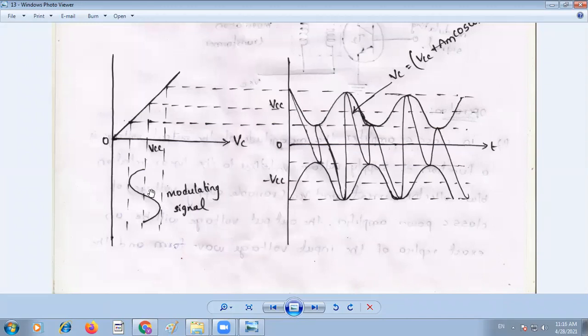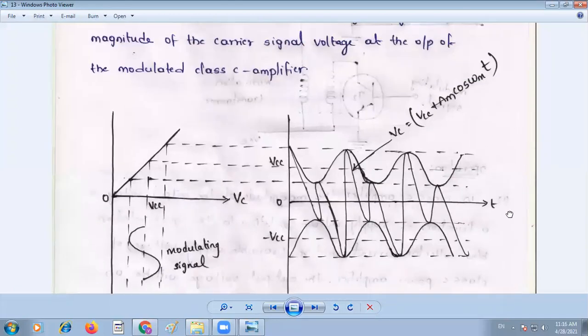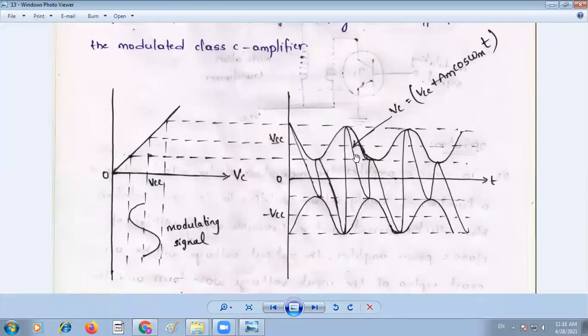The envelope appears as the modulation voltage, but this carrier's voltage varies. This VC is called H plus m cos omega m of t. This VC means the carrier voltage, the carrier signal.